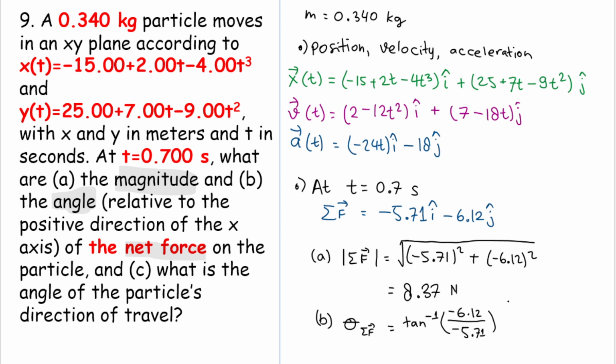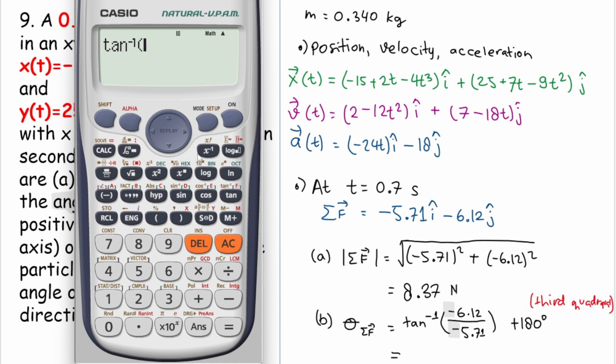However, we have to be very careful here because both of them are in negative values. So we have this on the third quadrant, so we need to add 180 to it. Right? This is because this one is on the third quadrant. And let's plug that into our calculator, right? So we will have the inverse tangent of minus 6.12 divided by minus 5.71. Okay, and then we need to add 180 to it. So I'll have 227 degrees.